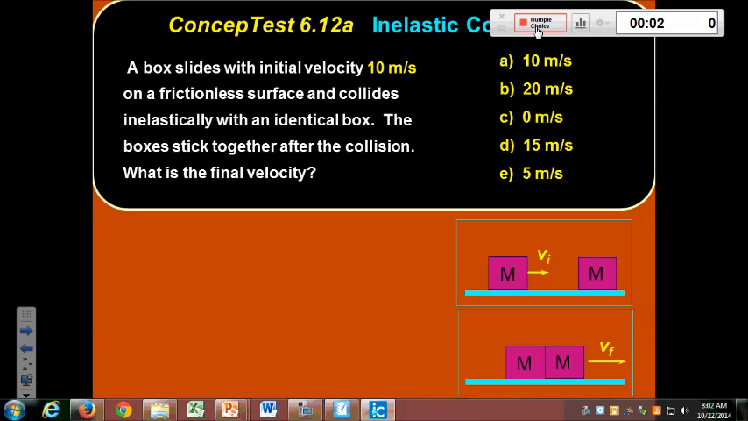There's a perfectly inelastic collision. This one block on the left is moving at 10 meters per second. It collides with an identical box. They stick together. What's their final velocity?